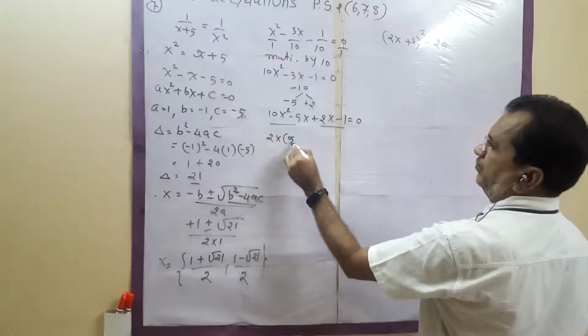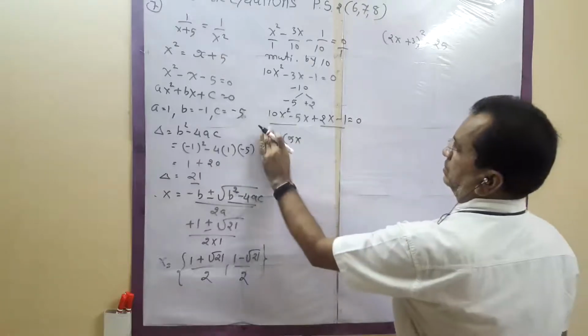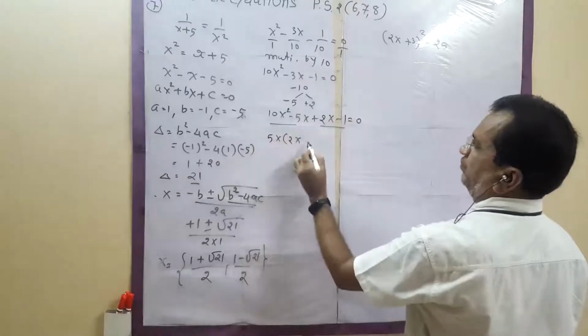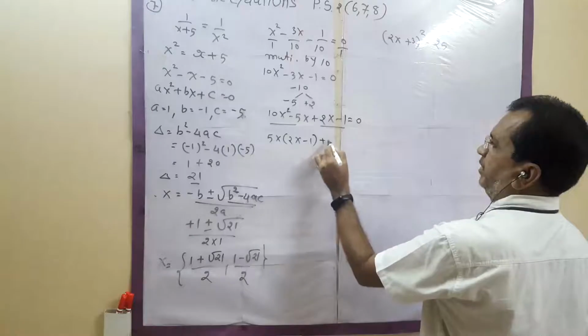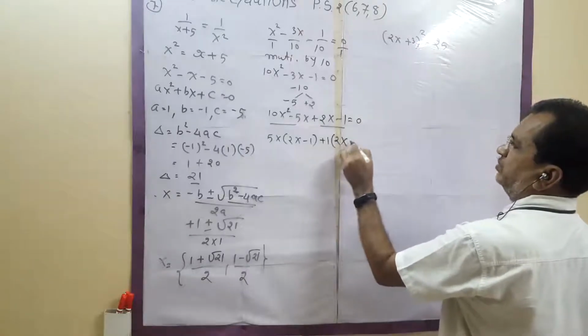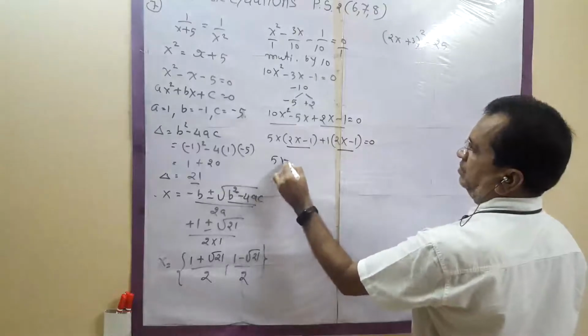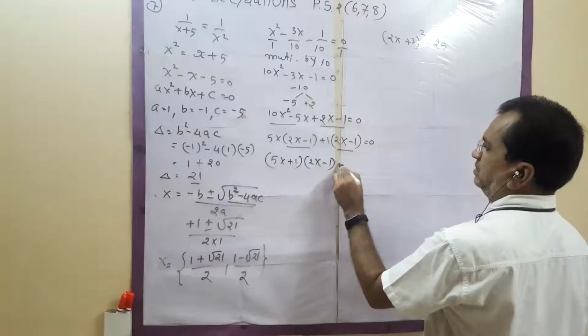2 5s are 10. 5 common, so 5 twos are 10. 5 common, so 1 plus 1 only common. 2x minus 1 is 0. Common of common, 5x plus 1, 2x minus 1.